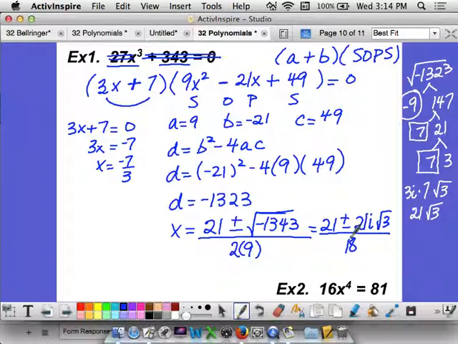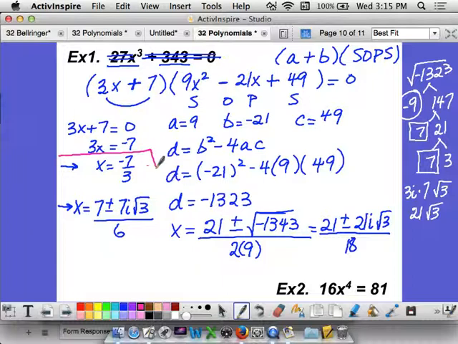That has a common factor of 3. All 3 of these have a common factor of 3. So I'm going to take that common factor of 3 out, and I'm going to write it over here with my other answer. So here's one answer, and here's the other 2. That x equals 7 plus or minus 7i square roots of 3, and 3 will go into 18 6 times. So if I'm looking for those 3 answers, they're right here. Here are those 3 answers that I found.